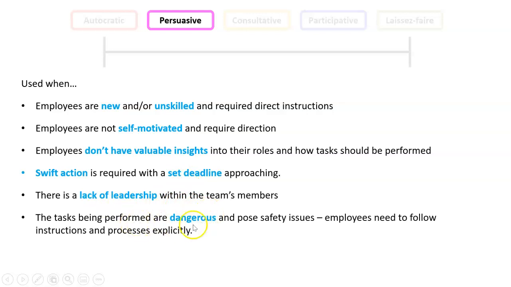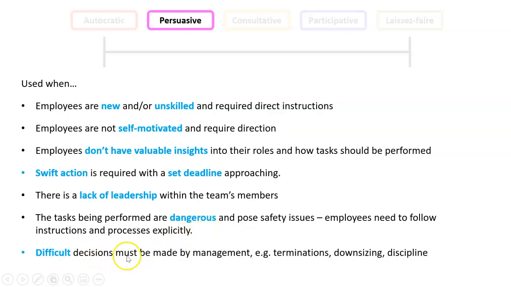It's also good for dangerous tasks, just like with autocratic, because people are given clear instructions to follow explicitly. There's no room for debate. There's no way to do your own thing. You just follow what I do, and here's why you should do it. And lastly, it's good for difficult decisions.